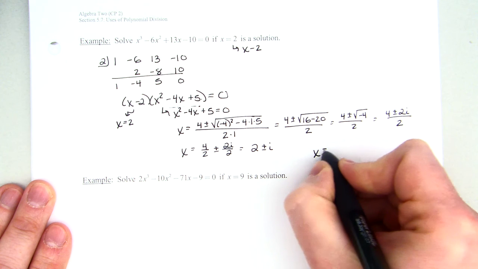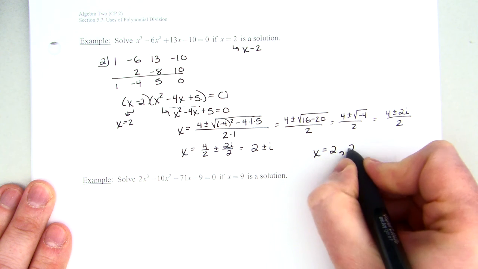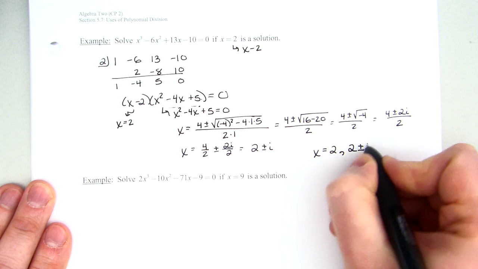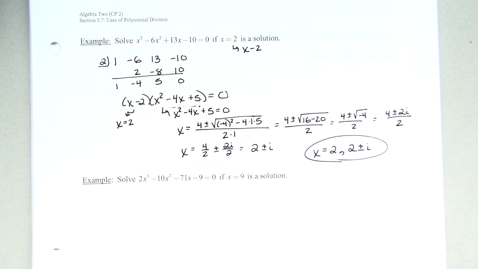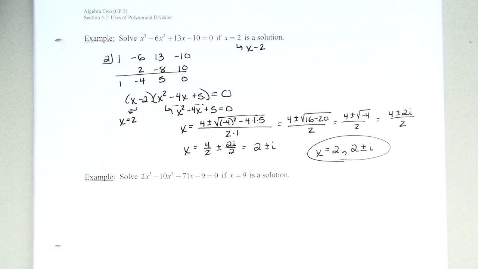We've got three answers here. We've got 2. We've got 2 plus i. We've got 2 minus i. Those are our three solutions. I'm going to divide, but what I'm left with might not be factorable further. If you can't factor it further, go use the quadratic formula to get your remaining solutions. How about you try the next one.